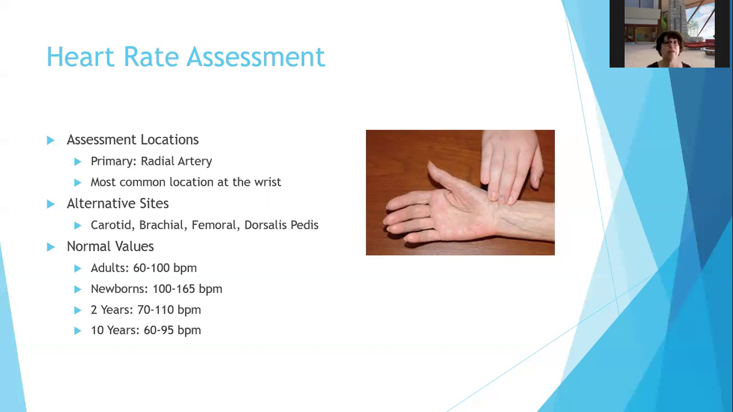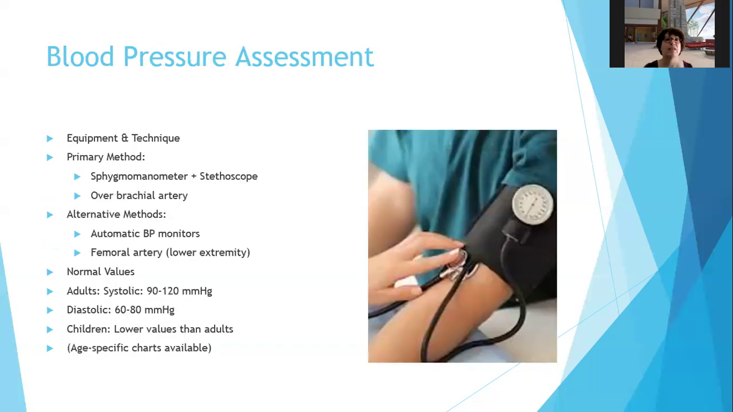So normal values for heart rate, it's measured in beats per minute, adults 60 to 100. So if it's less than 60, it's bradycardia, and if it's greater than 100, it's tachycardia. Newborns have a higher heart rate. Their little heart is just pumping away in there. As they get older, the heart rate starts to go more towards normal adult values, just like with the respiratory rate. Interesting, right?